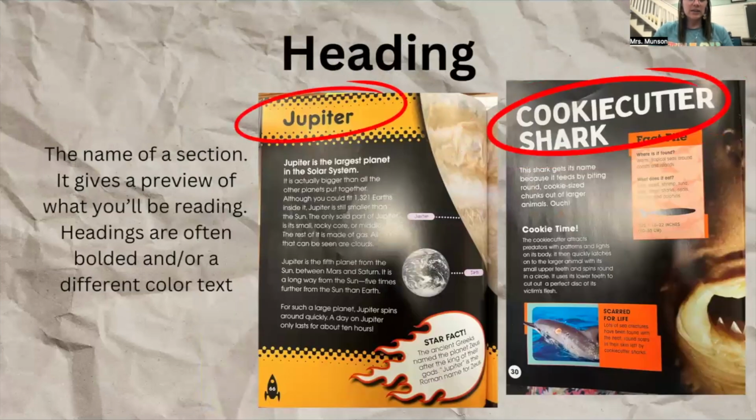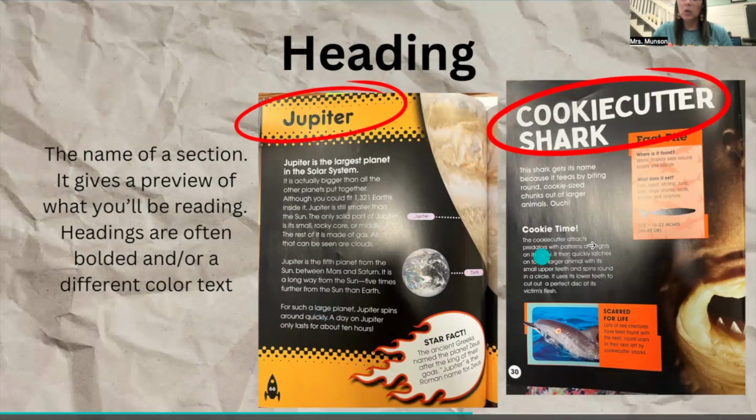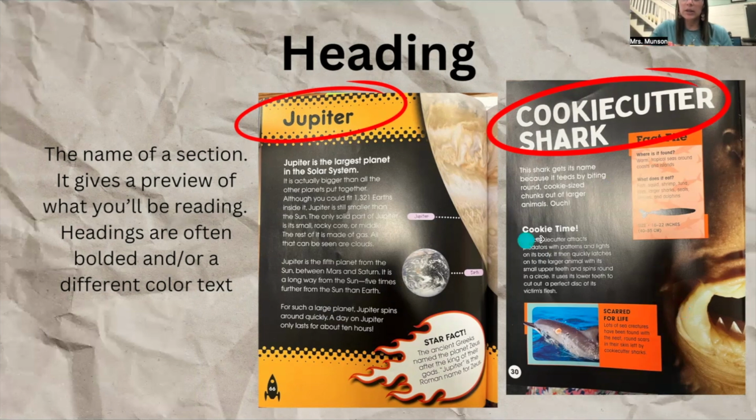Next, we have headings. The heading is the name of a section. It gives you a preview of what you're reading, and you can often tell that it's a heading because it's bolded or a different color. So here, this whole page is about Jupiter. This whole page or section is about the cookie cutter shark. One thing you can notice here where it says cookie time, that's called a subheading. So within the cookie cutter shark, there's information here with a subheading.